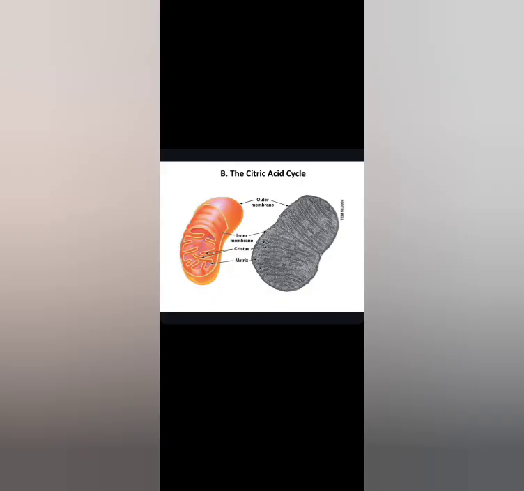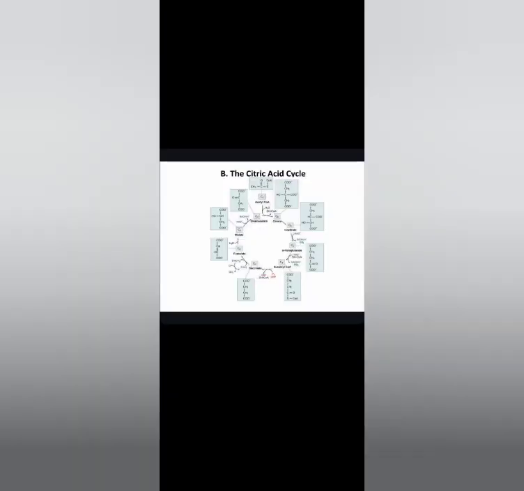You have the outer membrane, which is in contact with the cytoplasm, and the inner membrane has a bunch of folds that looks like this. In between the outer and the inner membrane, you have the intermembrane space. Right, great. Just to make sure we are all on the same page. The pyruvate oxidation takes place in the matrix of the mitochondria, and then the citric acid cycle also takes place in the matrix of the mitochondria.